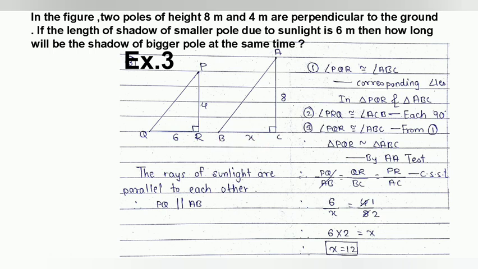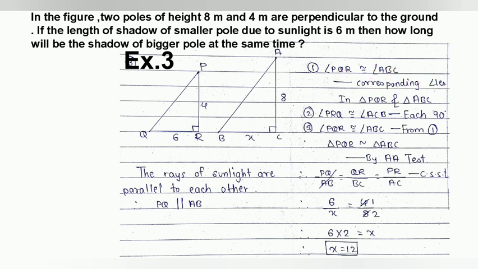See here first, the rays of sunlight are parallel to each other. PQ is parallel to AB. Why are these two parallel? Because they are sun rays. At the same time, sun rays are always parallel to each other. So here their corresponding angles are congruent. Why? Because they are parallel. So angles PQR and ABC are congruent by corresponding angles.